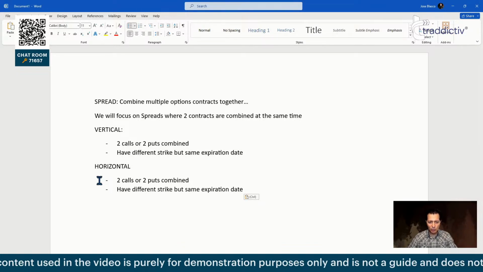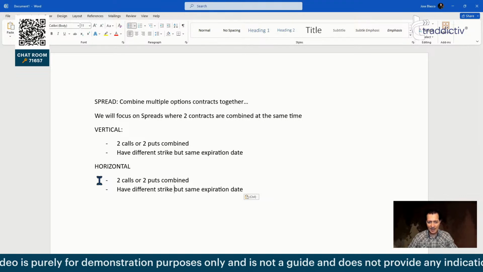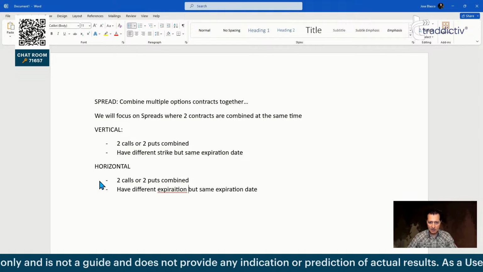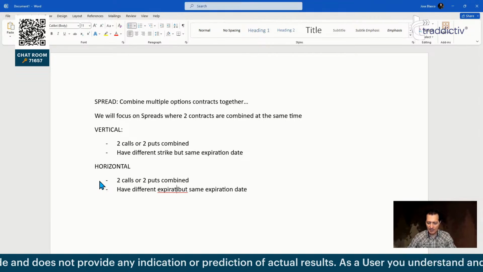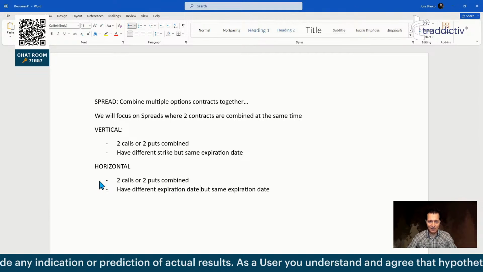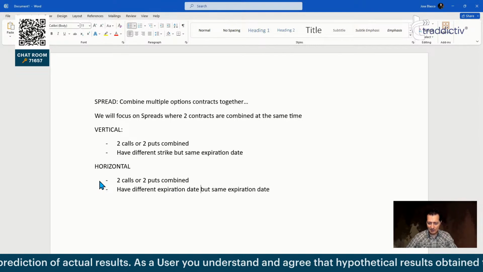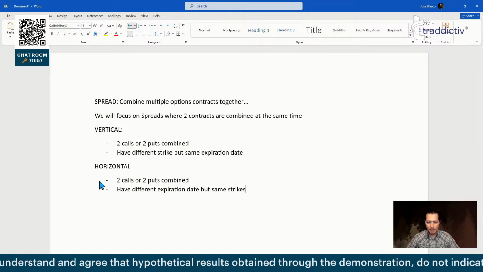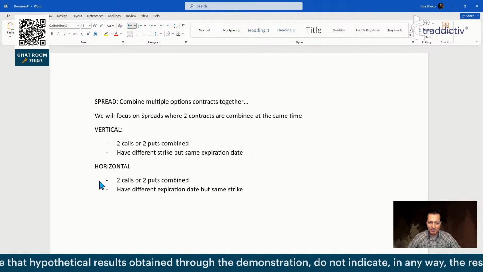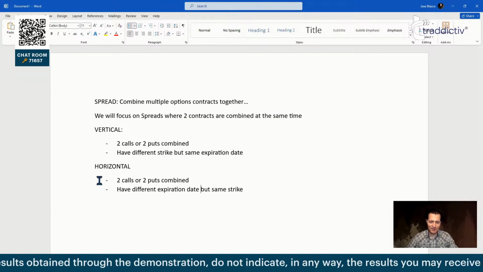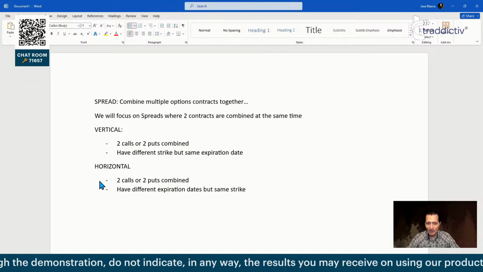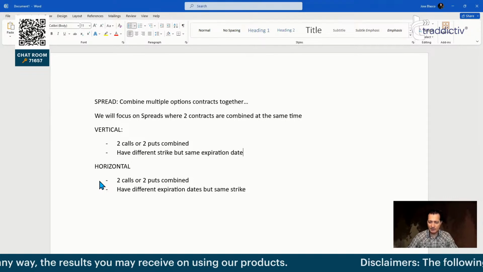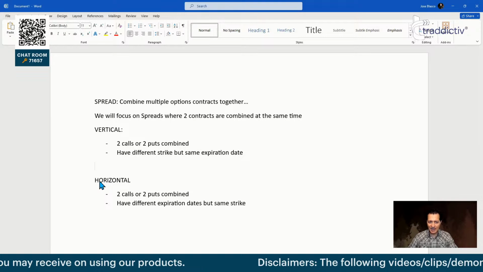Or you could have two calls or two puts combined that have a different expiration date. Yeah, definitely fat fingers today. Different expiration date, but same strikes. Okay, same strike, I should say. Different expiration dates, but same strike. Okay, so in other words, visually speaking, a vertical spread would look like something like that.